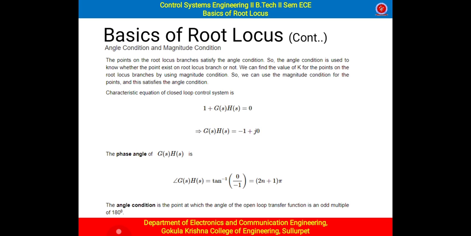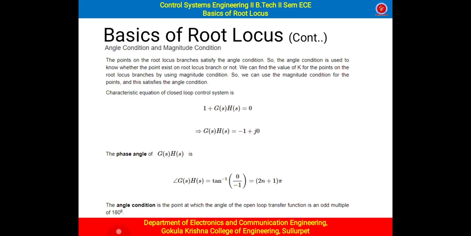See, when we have a root locus, there may be multiple points on the branches of the root locus. We can verify whether a particular point is on the root locus or not. If a particular point is located on the root locus, then these two conditions are satisfied. So we can cross check, we can verify whether a point is lying on the root locus or not by using these two properties.